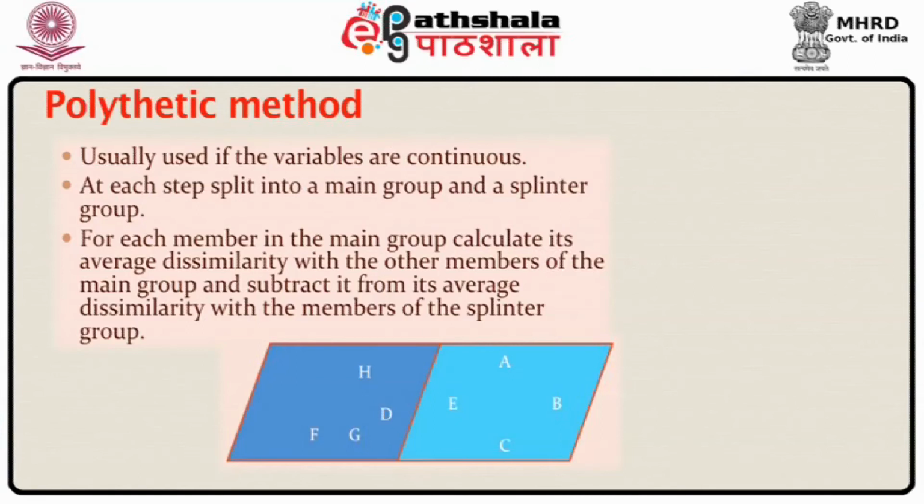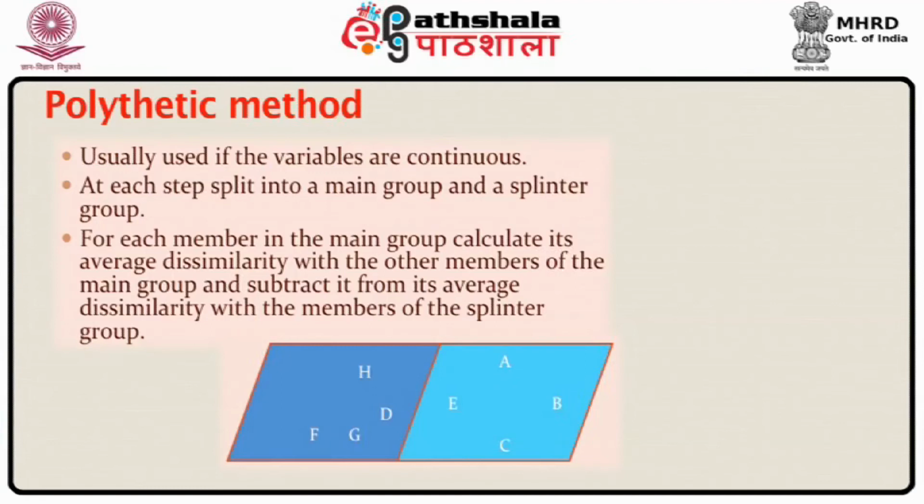For each member in the main group, we calculate its average dissimilarity with the other members of the main group and subtract it from its average dissimilarity with the members of the splinter group. Now what do you mean by this? Now suppose this is the splinter group and suppose this is the main group. So what we look at is the main group on the right hand side. Look at, say, any one of the members, okay? Say B.